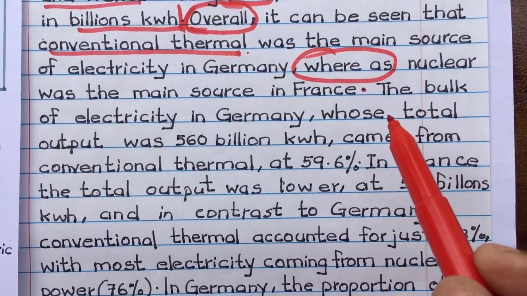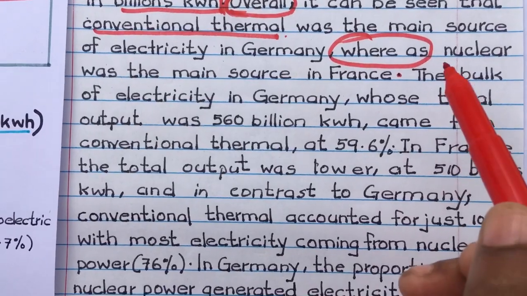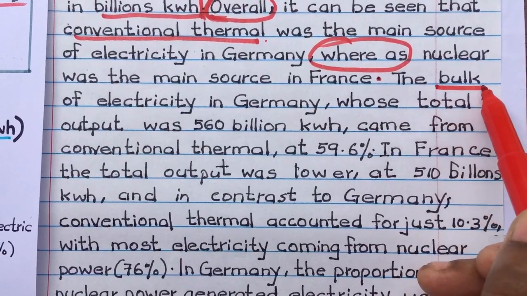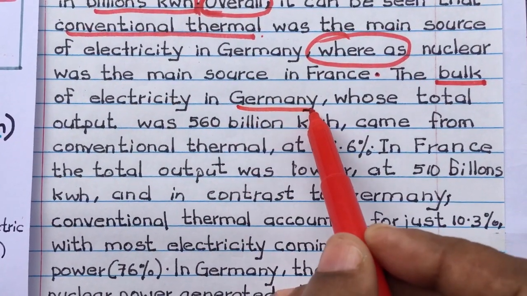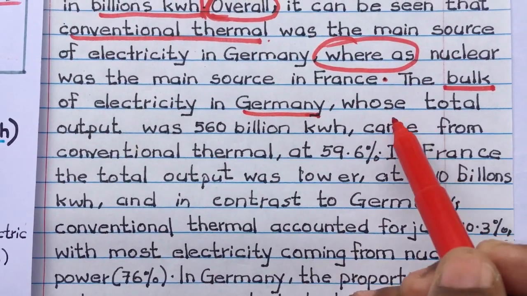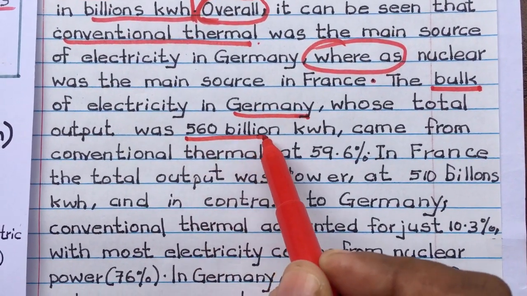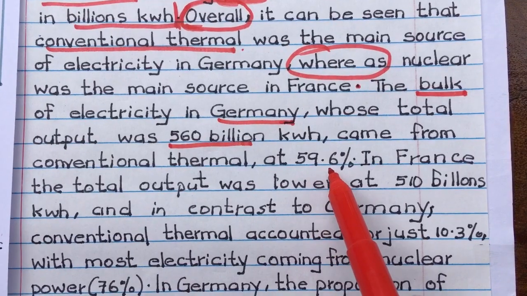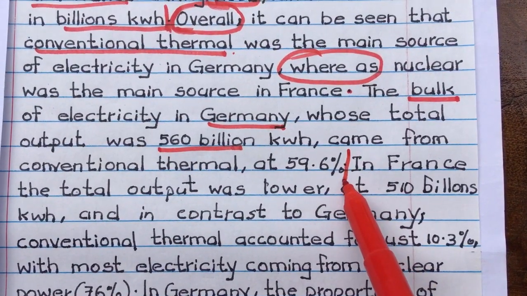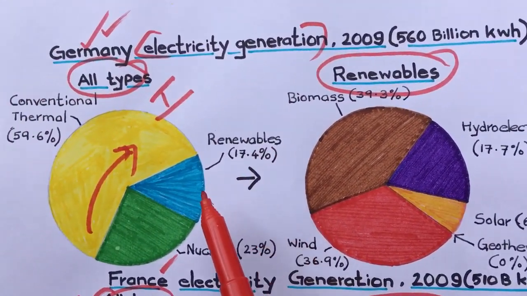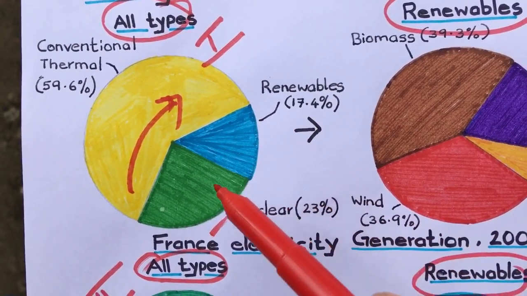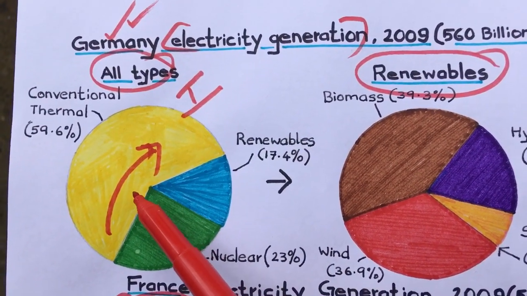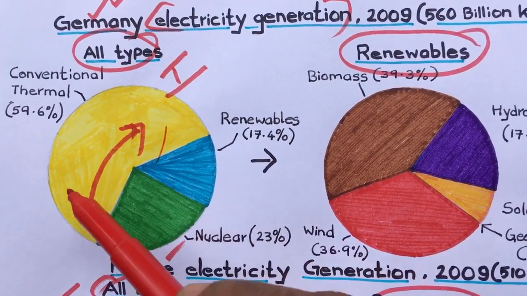So now I am moving to further details. In different countries I have to talk, right? So I am going to talk about Germany here, whose total output was 560 billion kilowatt, came from conventional thermal at 59.6%. Okay, let's move to the point first. The bulk of electricity, because this is not a small amount, right? It's a lot of energy. So I have used the word the bulk. The bulk of electricity in Germany, whose total output was how much?